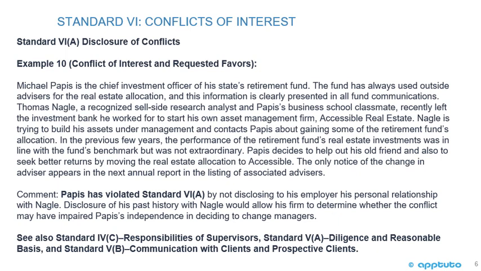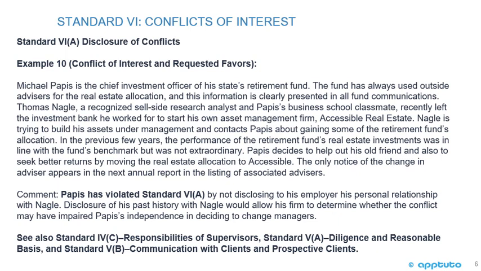So the comment here is Pappas has violated Standard 6A by not disclosing to his employer his personal relationship with Nagel. Disclosure of his past history with Nagel would allow his firm to determine whether the conflict may have impaired Pappas's independence in deciding to change managers. So the reason why I wanted to put this example in is you can see that sometimes an activity or behavior is in violation of more than one standard.